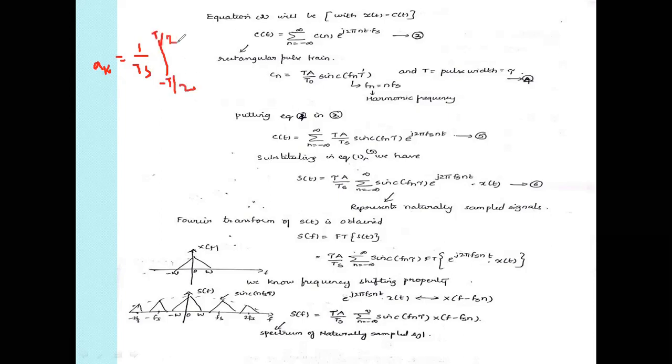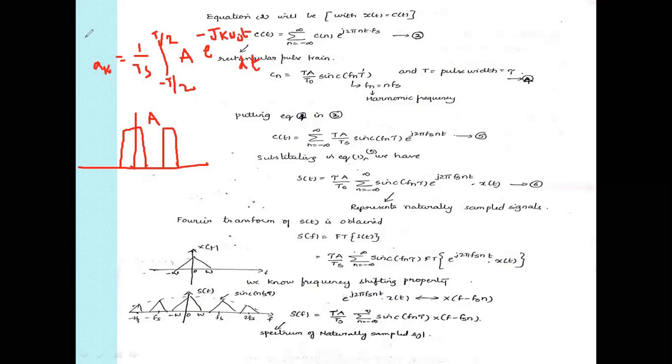If I am taking the interval from minus T by 2 to T by 2, what is the amplitude? The pulse width is tau, and its amplitude is A. If I am taking that A as the x of t signal, then x(t) e power minus j k omega naught t dt is the analysis equation.